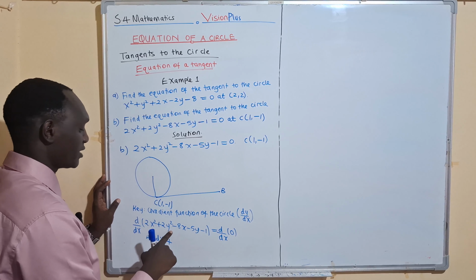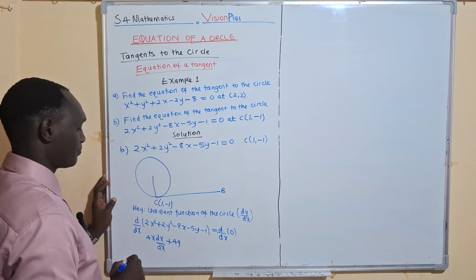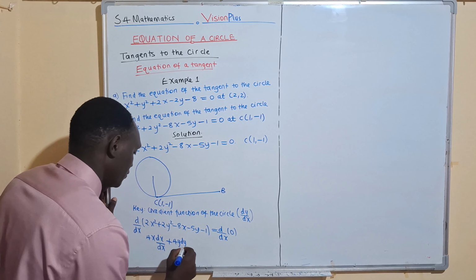If we differentiate 2y squared, what do we get? We get 4y. What is the function we have differentiated? Is the function y, but with respect to x. So dy/dx.